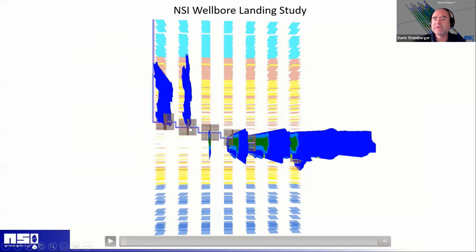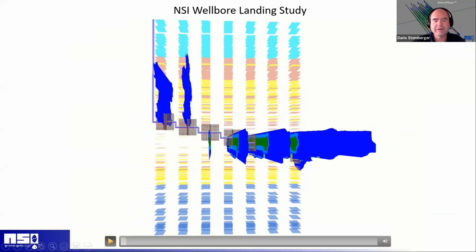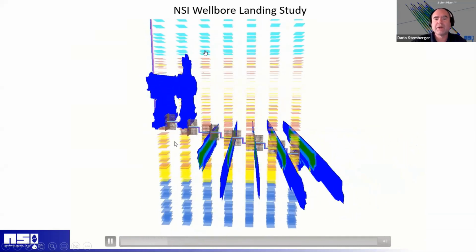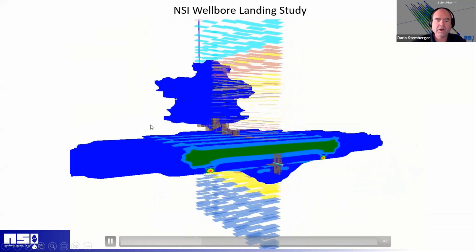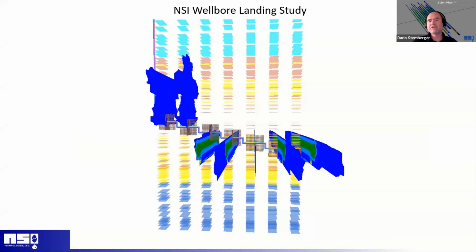I can put in more than one stage to see how interstage, intercluster frac height might be, how it differs as we go through various landing points. So I'll just let this rotate. You'll see that up high, it's grown up into the water. You get down, it goes down into the water. And so this is just a quick visual to help us understand where the best landing zone is.